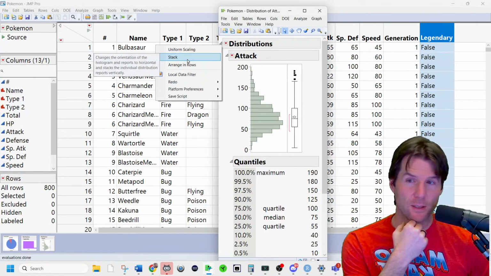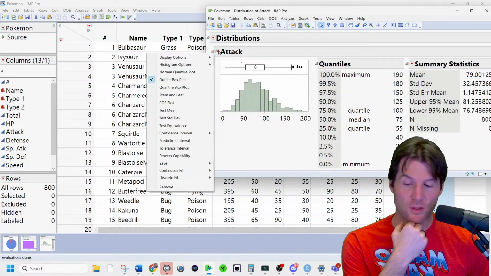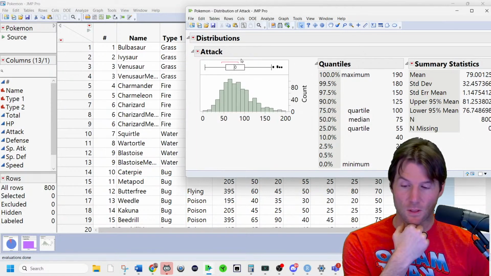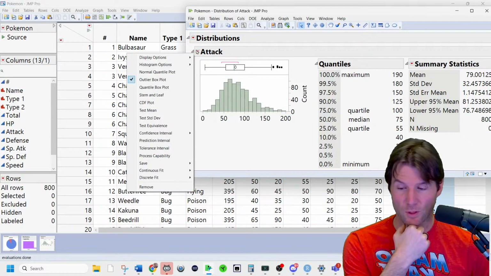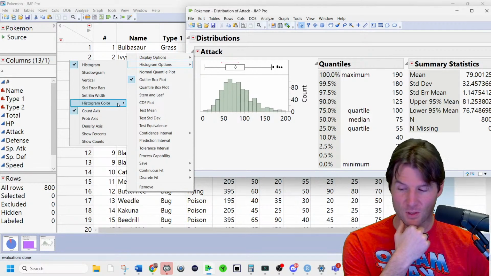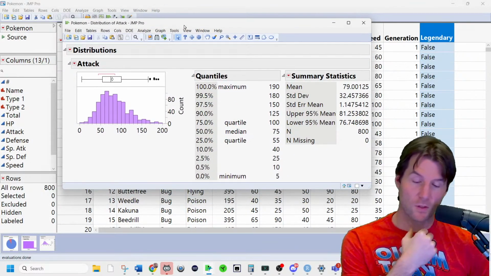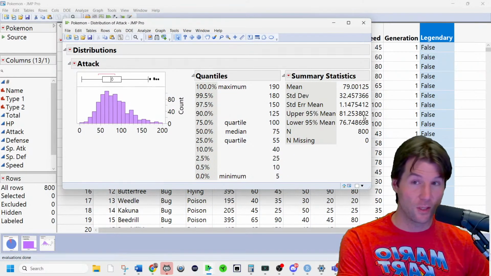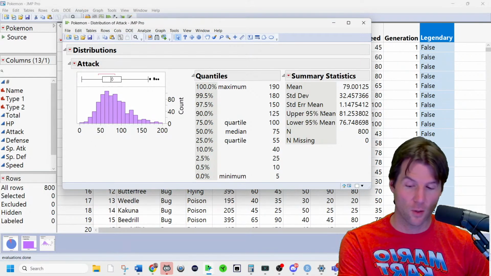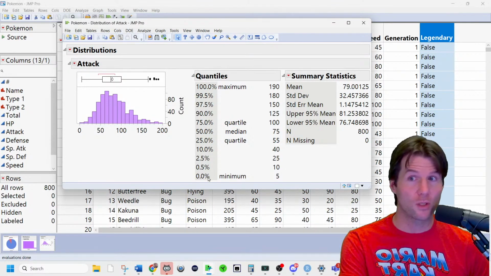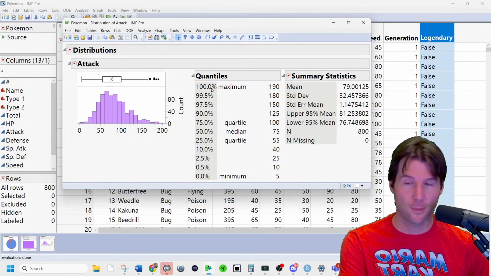I'm going to stack it. Then I'm going to go to the second red arrow, Histogram Options, Count Axis. And of course, as per usual, second red arrow, Histogram Options, color, lightest purple. And with this, we now have the summary statistics, as it says right here, along with the quantiles, which give you the percentiles in the data as you go from the lowest, the min, to the maximum attack power of Pokemon, and the 50th percentile.